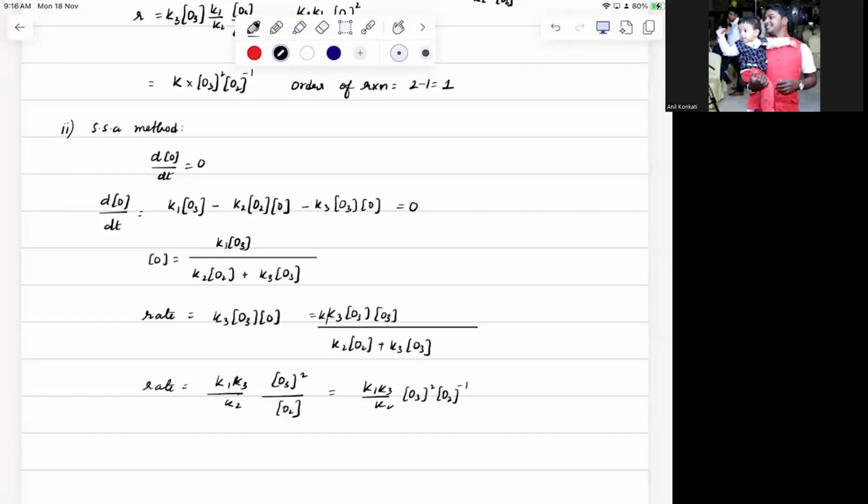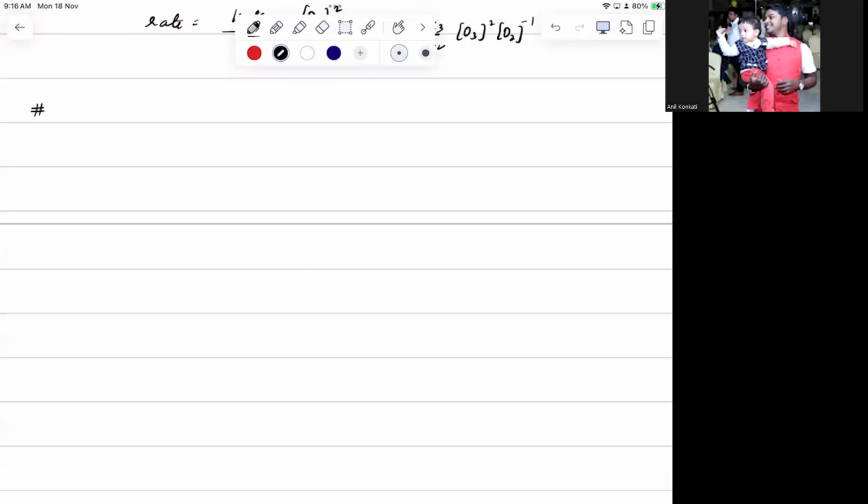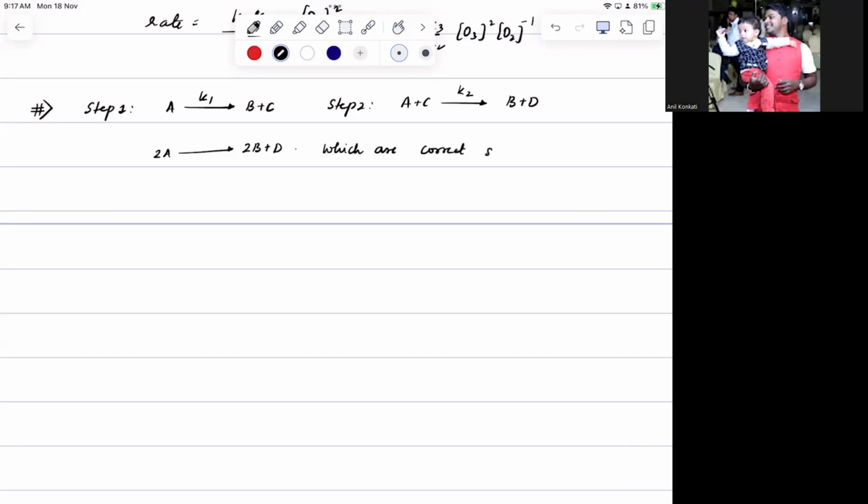Okay. Now let us see how the PYQ, the previous year question, has been asked here. One nice question has been asked, a multiple correct question. They have given these two steps. Step one is given as A giving B plus C with K1, and step 2 was given as A plus C becoming B plus D, and this was K2. And the overall reaction is 2A giving 2B plus D. So he's asked which are the correct statements.